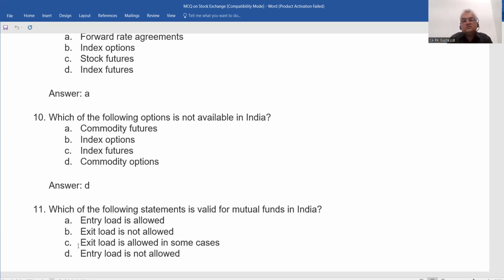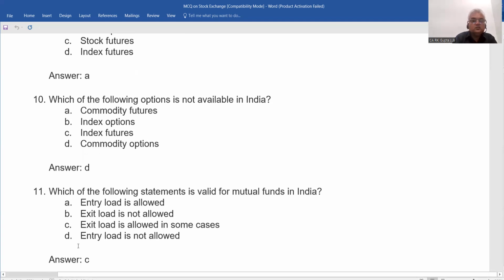So how do mutual funds work? Suppose you want to buy 100 units. So the price is already available in the newspaper. The price is already available on the trading terminals. So besides that price, whether the mutual fund will be charging you something in addition to it, whether at both the times entry or exit, or at the time of entry only, or at the time of exit only, what is the situation? This is the question basically. So answer is exit load is allowed in some cases. Entry load is allowed. So exit load is allowed in some cases. So at the time of exit also, they may charge you something.